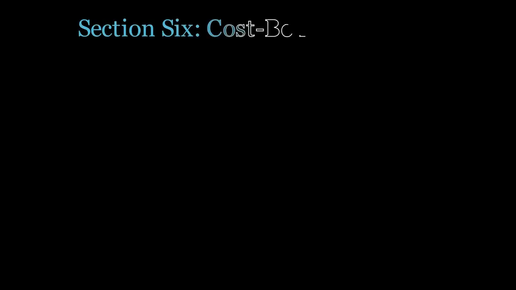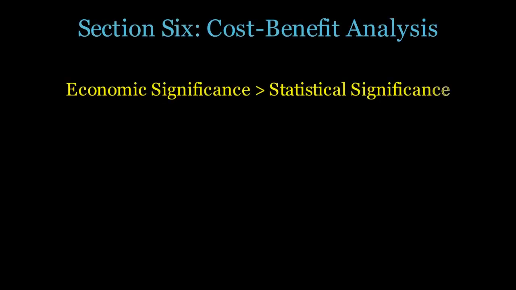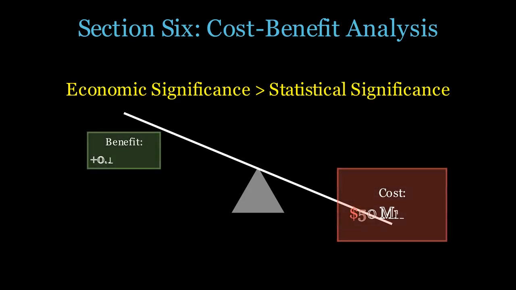Section 6. Cost-benefit analysis and policy. In public policy, practical significance is tied to the budget. If a new teaching method improves test scores by 0.1% but costs $50 million to implement, the statistical significance doesn't justify the investment. Econometricians must use economic significance to guide decision-makers.